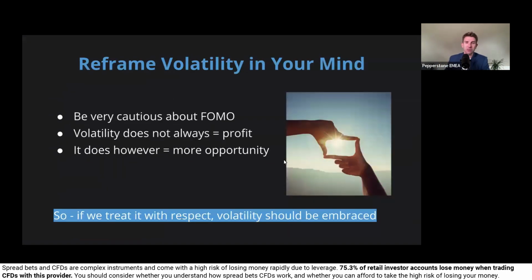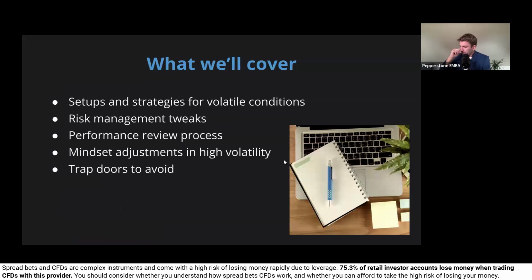Today we're talking about volatility. A little summary of what we're going to cover today: setups and strategies for volatile conditions, some risk management tweaks, ways we can adjust and manage risk, a performance review process, mindset adjustments, which I think are super, super important, and trapdoors to avoid.